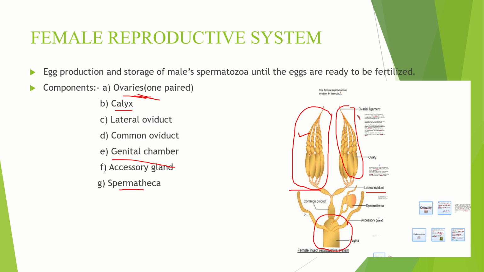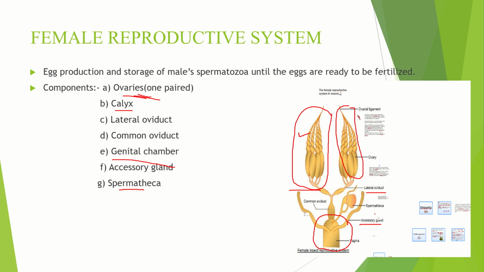The genital chamber has ectodermal glands, two of them: one is the spermatheca gland, another is the accessory gland. First, the spermatheca gland. What is its function? It stores the spermatozoa until they are needed for egg fertilization. This is the function of the spermatheca gland.